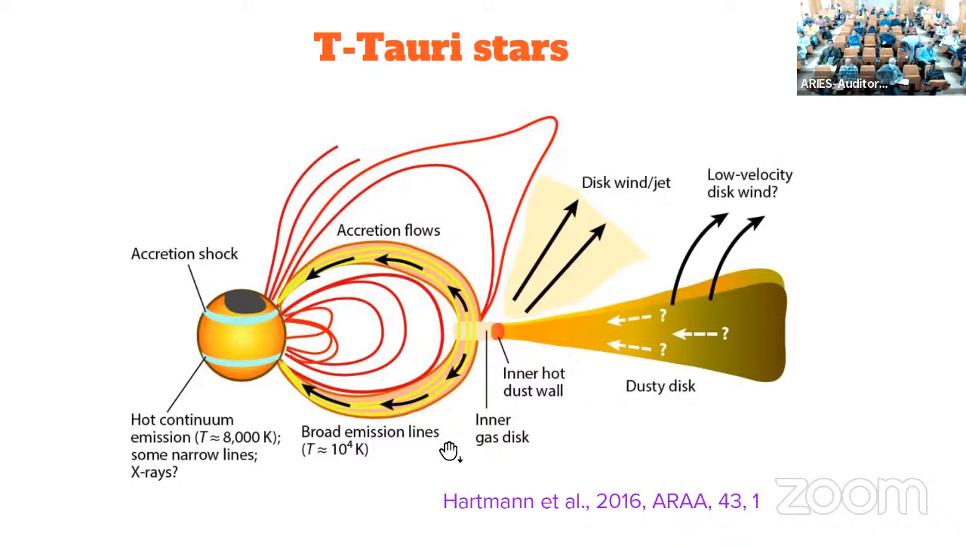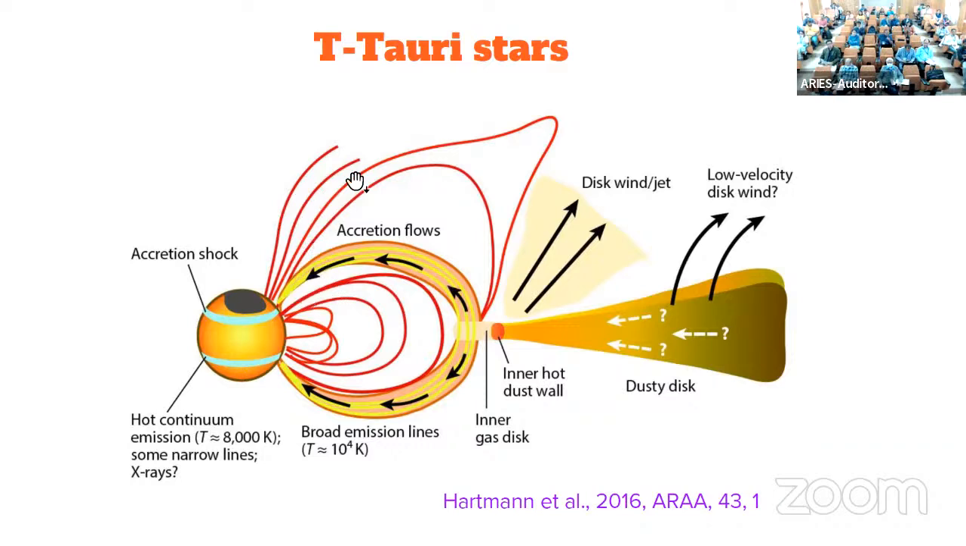This magnetosphere is connected with the disk, and it channels the material from the disk to the stellar surface and dumps the material on the stellar surface, which will produce the hot atmosphere here, the hot continuum, and UV emission also. And just above the UV emission, there is a shock generation, and that shock will produce the X-ray here.